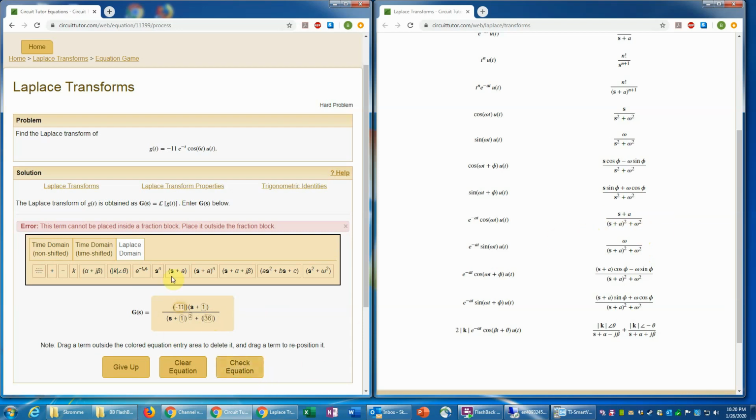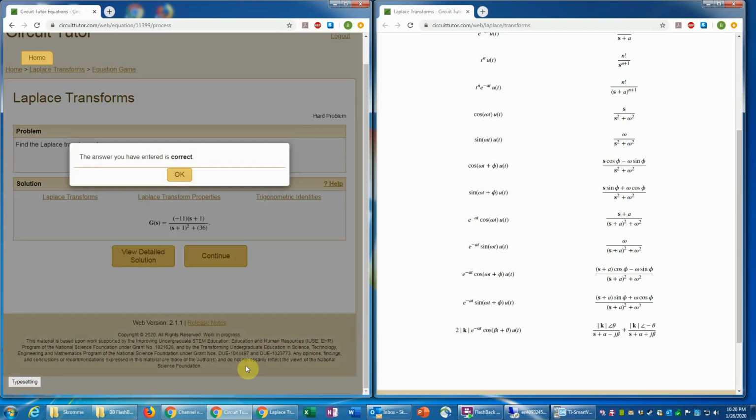And of course, if you ever need to give up, for some reason you can't find the answer, you can just click this button. And as always in Circuit Tutor, there is no penalty for giving up. You'll simply be given another problem of the same type after they show you the detailed solution to this one. And of course, we can also use the clear equation button if we ever mess up the equation so badly that you want to start over.